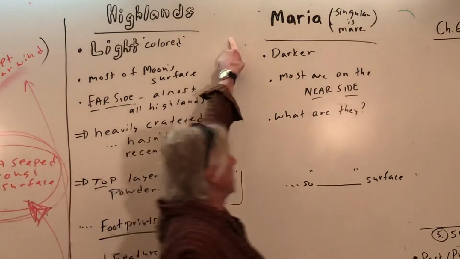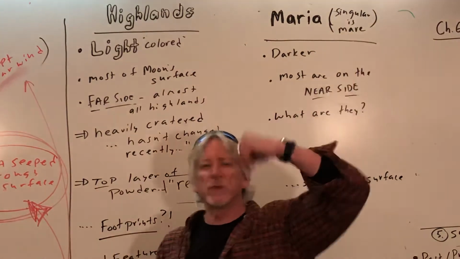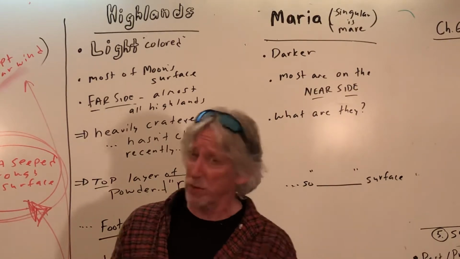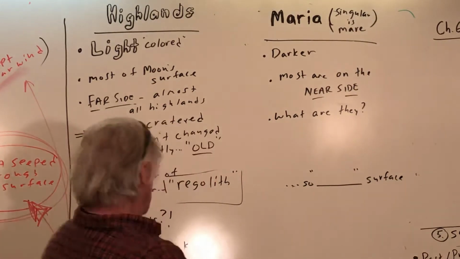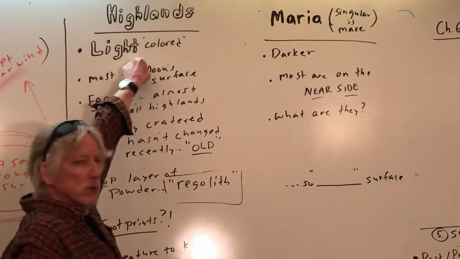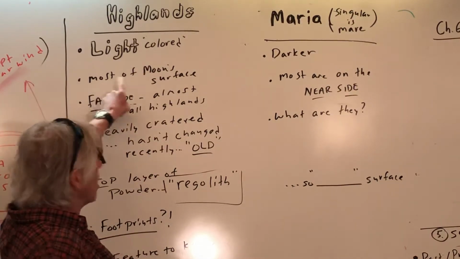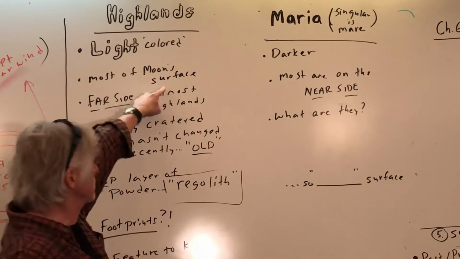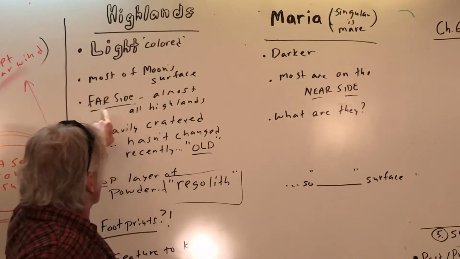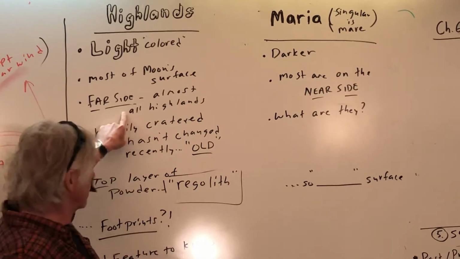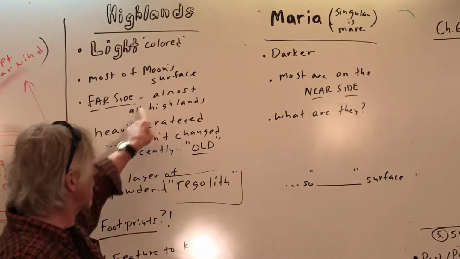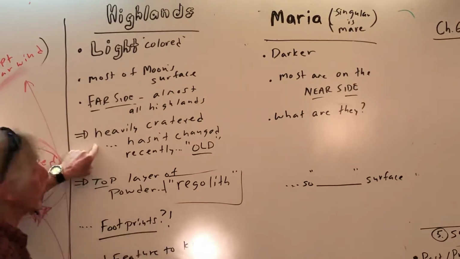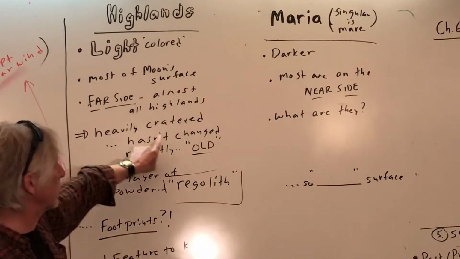The singular for Maria is mare, of the sea. Del mar. If you order something at a restaurant, del mar, you're ordering something from the sea, seafood, right? The light-colored areas, or the highlands, are most of the Moon's surface, so you should know this. Just look at a picture and notice, most of the Moon's surface is like this. The far side, which I have not shown you yet, and you can easily look that up, is almost all highlands. It's almost all light, not much of that dark stuff. And what is it? It's heavily cratered areas.